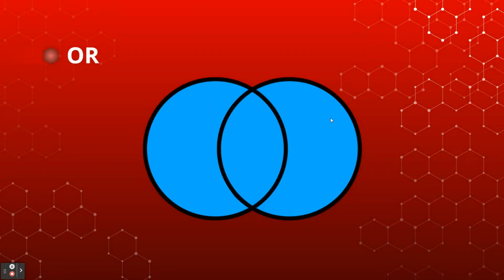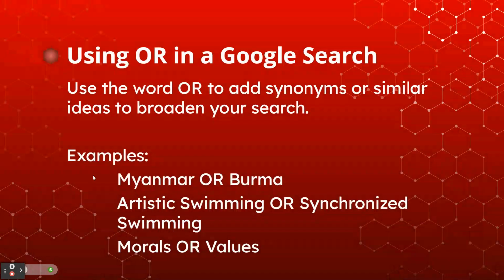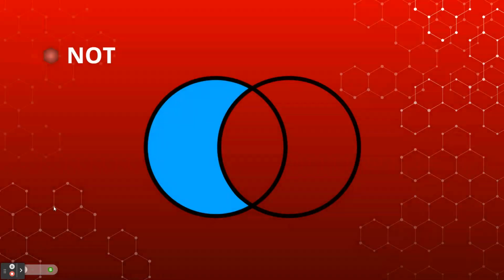Or means one word, a different word, or all the words. So use the word or to add synonyms or similar ideas to broaden your search. If your search is not getting enough information, you can add an or and then some synonyms and you will get some more results. So Myanmar or Burma, artistic swimming or synchronized swimming, morals or values. If you do that, it's going to pull all of those things.